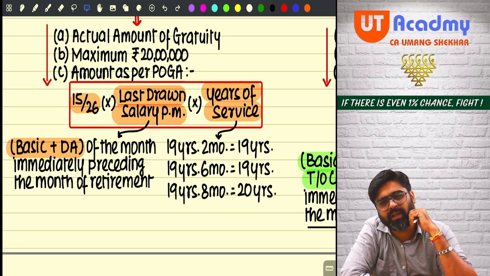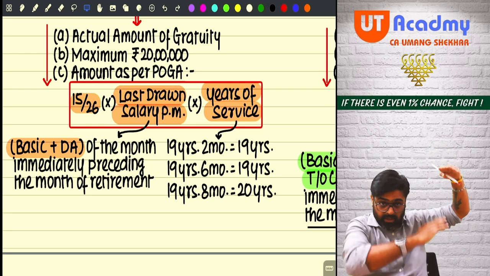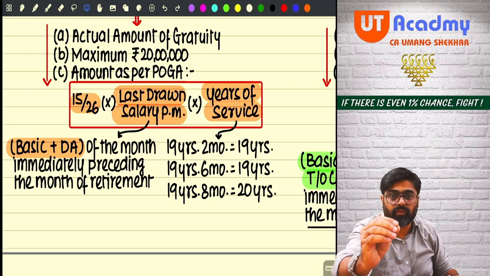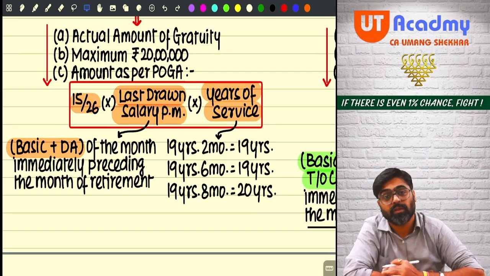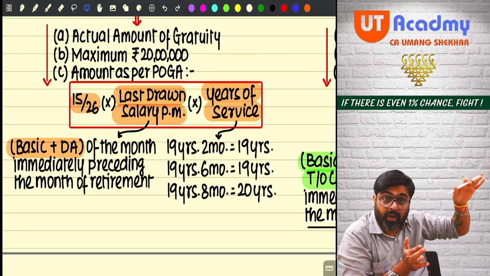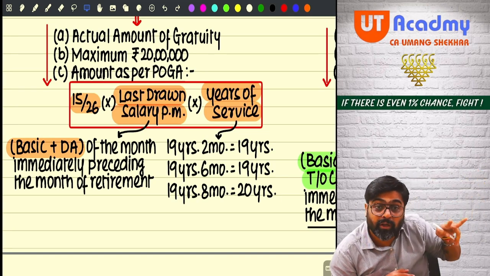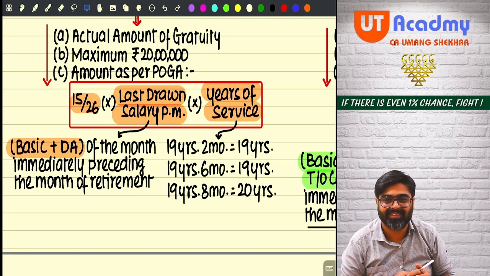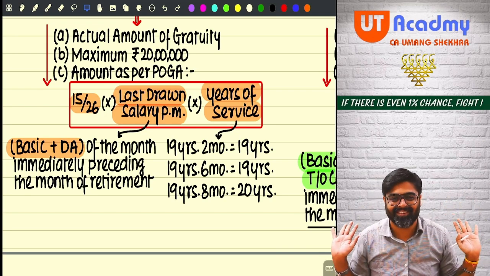Every year of service meaning since the date on which you joined till today, you have given a service of 19 years and 2 months. Then how many years of service? 19 years full service you have given. 20th year you were giving, but 20th year you cannot give full. 20th year only 2 months you gave the service. Ignore the 20th year. You will get for 19 years.